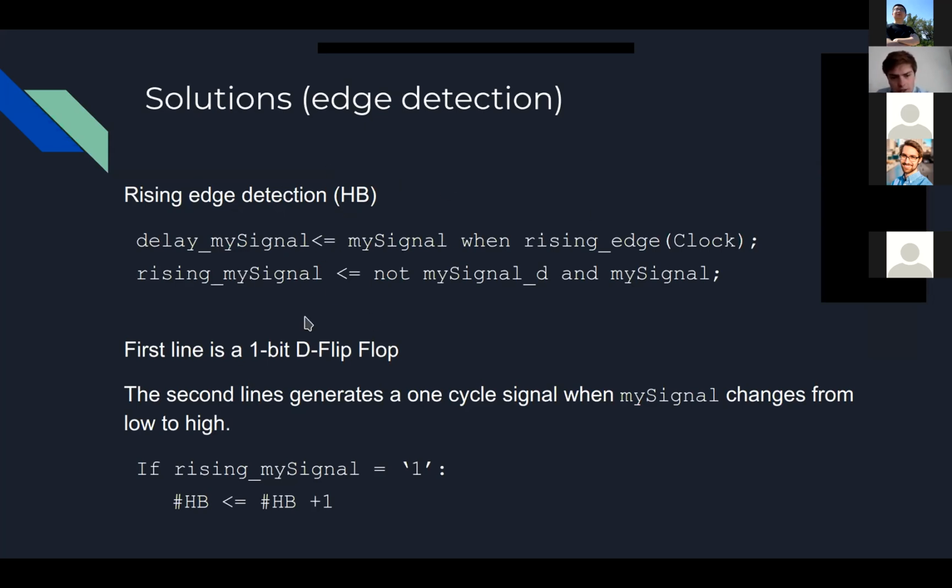The first line is essentially taking my signal, which is the real-time data or the heartbeat, and doing a 1-bit D flip-flop to delay my signal. Then the delayed signal compared with my signal is the edge detection line. So then I can tell whether the heartbeat has happened or not. And then I just detect if the rising signal is equal to 1, and then I can count the heartbeats.